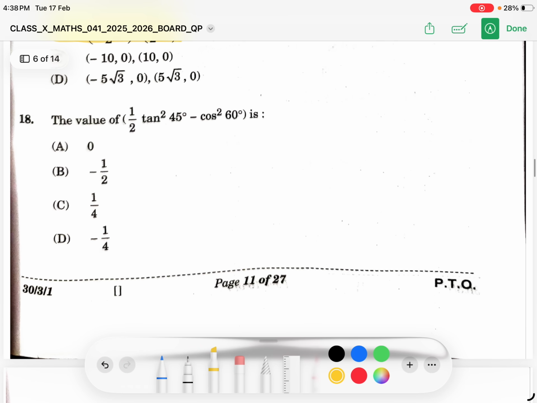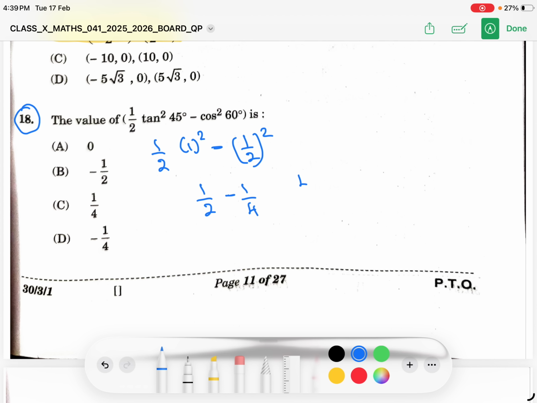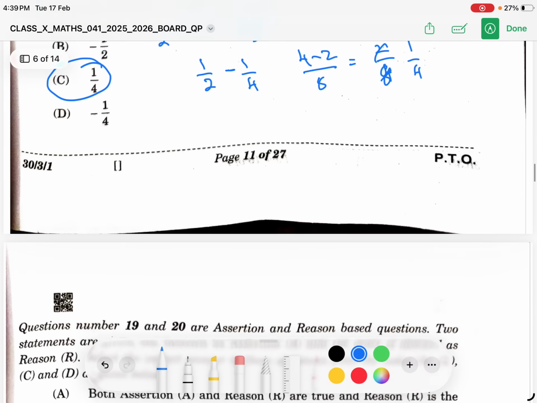Next, the 18th question. The value of 1 by 2 tan 45 degree, 1, whose square we should take. Then cos 60 degree is 1 by 2, then square we have to take. So 1 by 2 minus 1 by 4, 4 minus 2 divided by 8, 2 by 8, 1 by 4 is the answer. Option C is the answer.